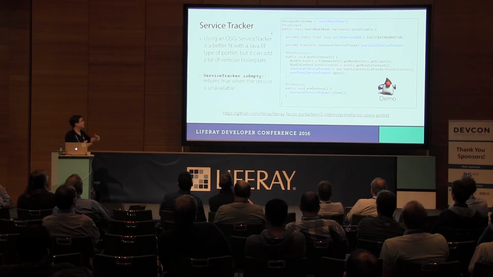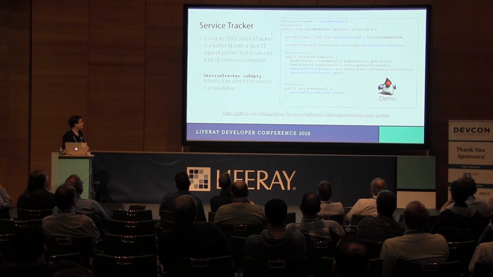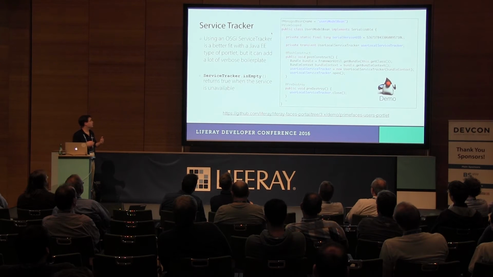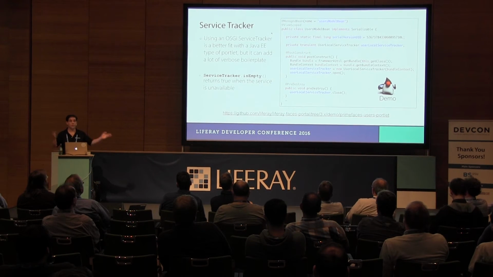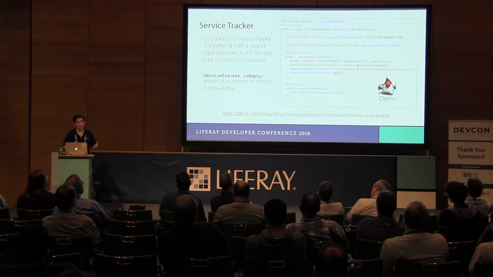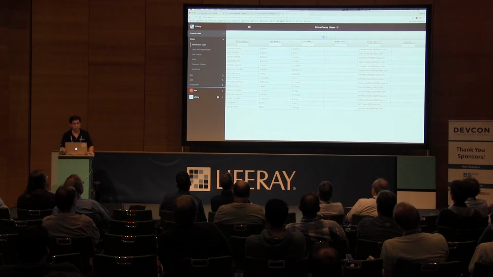Now, you need to consult the service tracker. Here you can see the second bullet on the left. It says you need to call service tracker.isEmpty. If that returns true, that means the service is not available. It went away. So in this case, you're programming for failure. And we have an example of that. That's what we call the PrimeFaces users portlet right here.